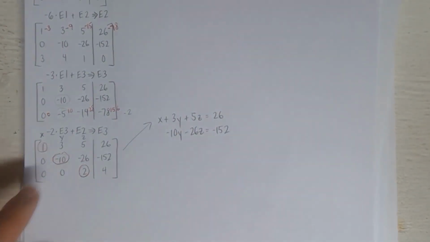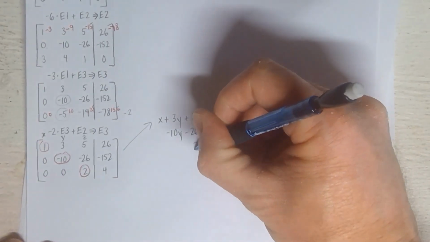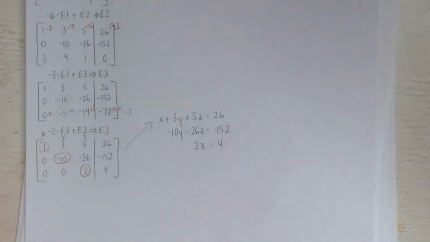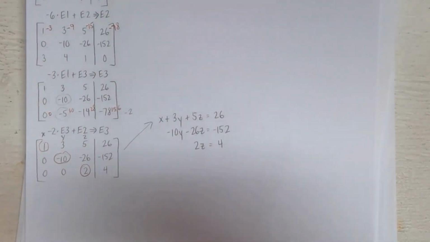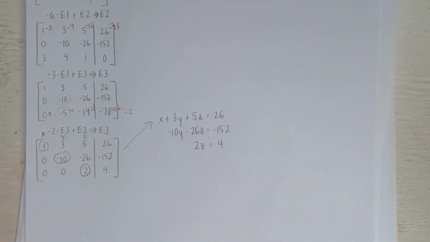And so in the last one, we have a couple of zeros, so all we need to do is say we just need to say 2z is equal to 4. Okay? And so now, here's how you do the back substitution. You first of all take the equation that has only one variable in it and you solve it.